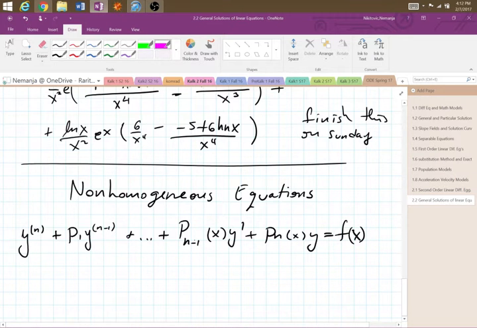All right. So now the solution is going to break over two parts. There's going to be a general solution, and then there's going to be a particular solution, and then you put them together into the solution to the equation.